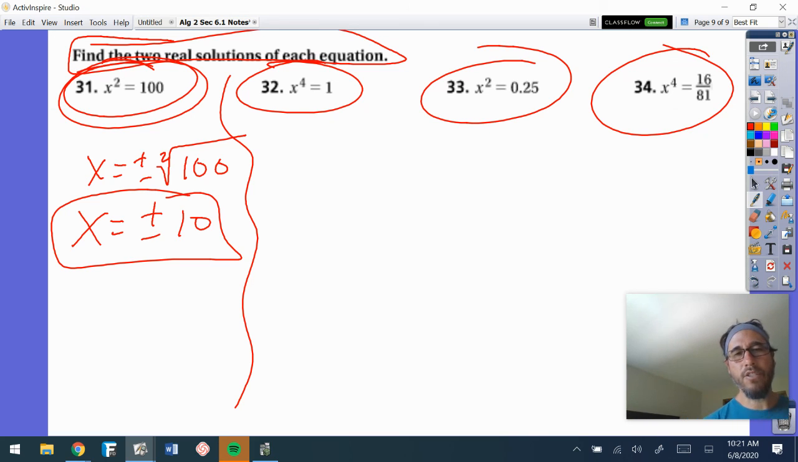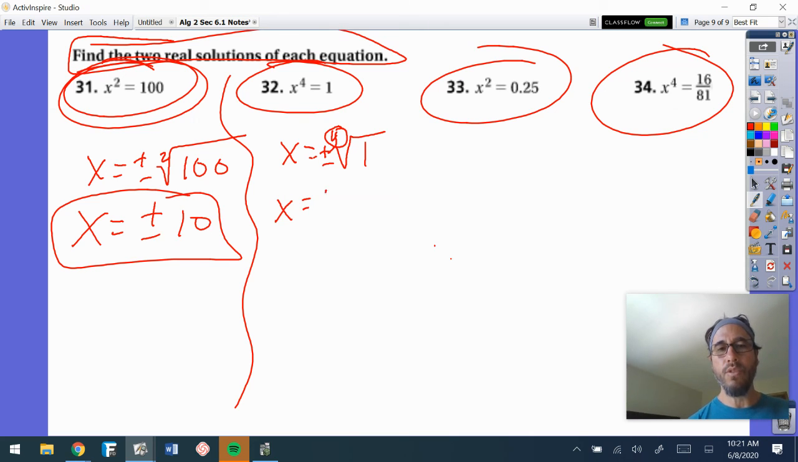Okay, let's do the next one. Now, if it's a 4, the way we get that x by itself is we take the 4th root of both sides. Boom. But whenever I take an even root of both sides, you better remember the plus or minus. What's the 4th root of 1? 1 times 1 times 1 times 1 equals 1. So there it is. Booyah, that one's done.